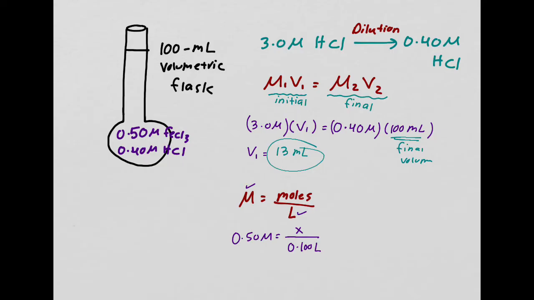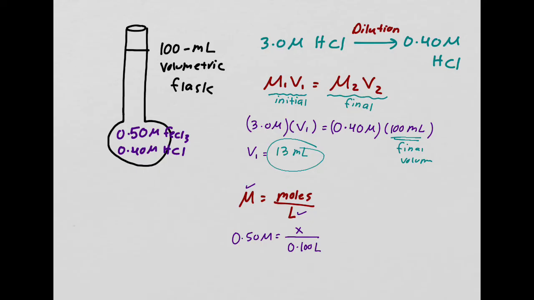Okay. So molarity is moles per liter. I have the concentration that I want. This is the molarity I want. I know that my final solution should be 100 ml. Divided by 1,000 would be 0.100 liter, because molarity is moles per liter. So I had to convert 100 ml into liter. So far, so good.